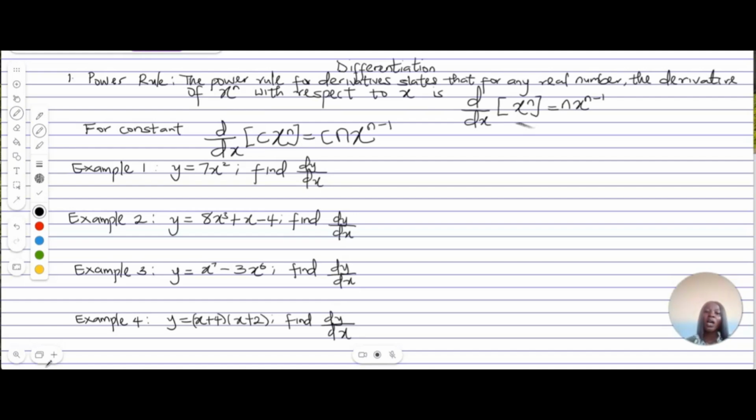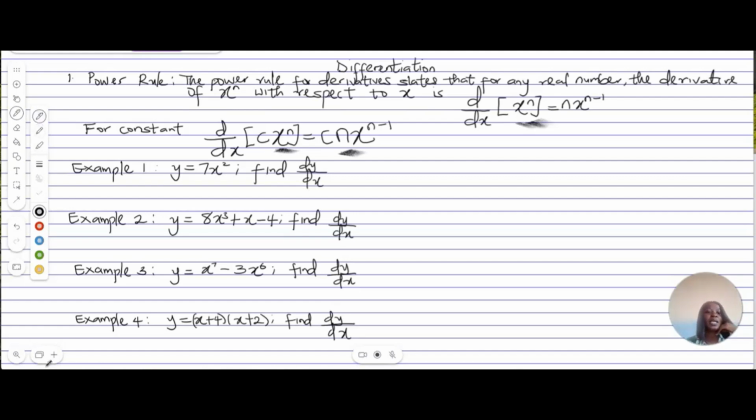That's simply it. Then the case whereby a constant is being multiplied by the base, that is x, what do you have? Once you have a constant multiplied by the base, it stays as the constant. Then remember that the exponent comes down, multiplies the base, and then you also reduce it by 1. That's just the difference between this here and this here. To drive home our points, we have some examples here that we need to look at.